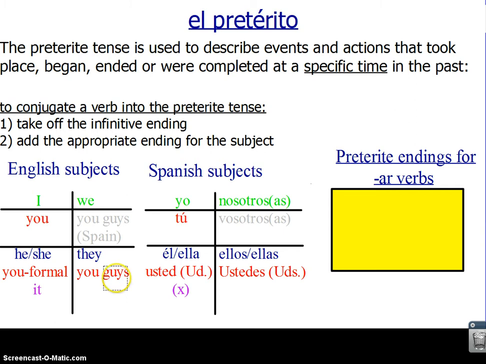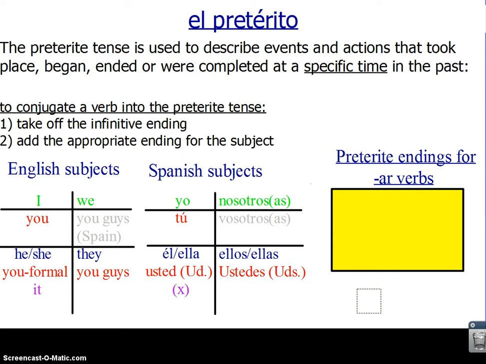Ustedes means you guys. I say that you can remember the difference because ustedes, usted, and tú all have you in them, the letter U, and they all mean you. You guys, you formal, or you. Okay, let's move on. That's review. Now let's learn our preterite tense endings.